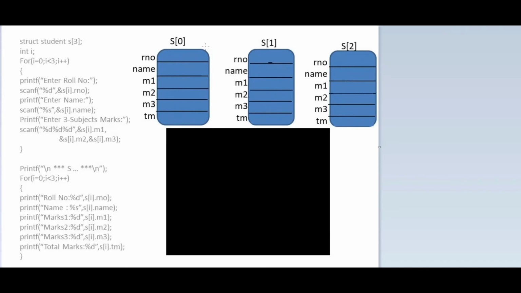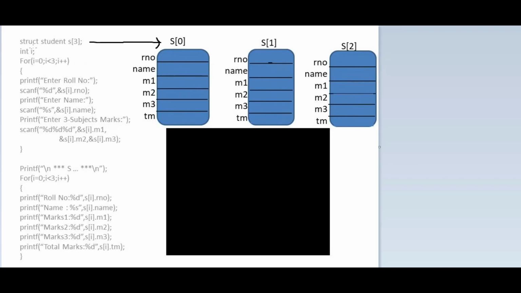Hello friends, now let's check the execution flow of our program. As the first line is executed, it will create an array of structure. Here s of 0 will represent the first student, s of 1 represents the second student, and s of 2 will represent the third student. As soon as our first line is executed, we will get an array of structure this way.